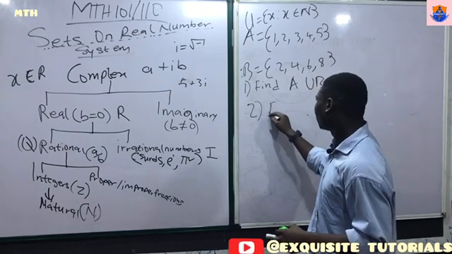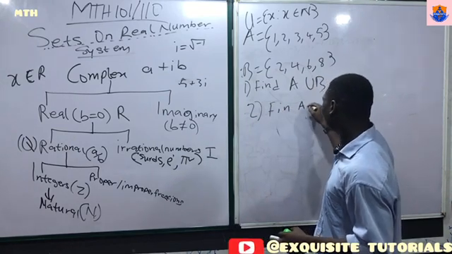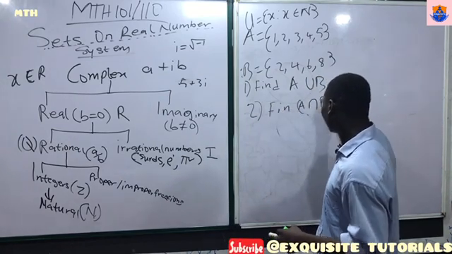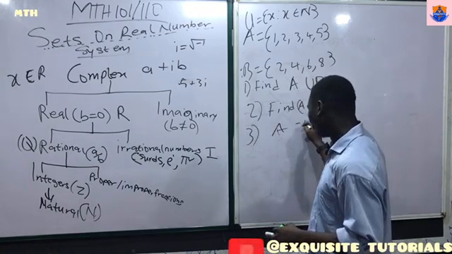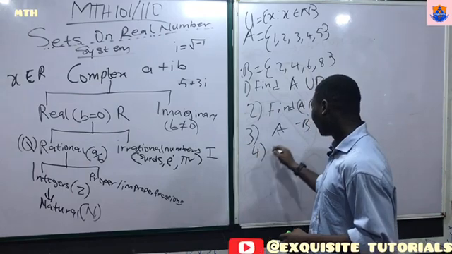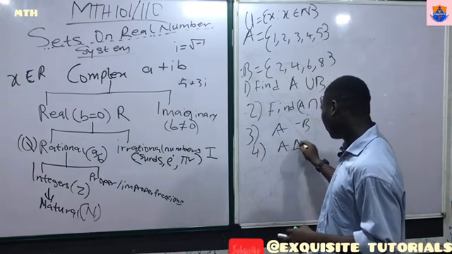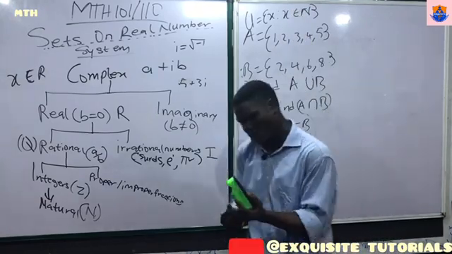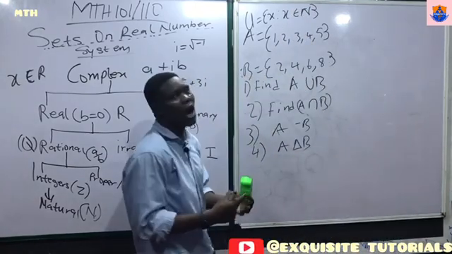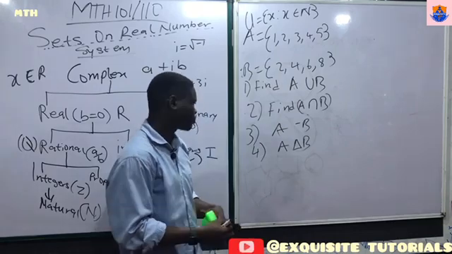2, find A intersect B. And 3, find A minus B. 4, find A symmetric difference B. Although there's nothing that will make us use this universal set, I just put it there so that I can explain how you see some of these questions.